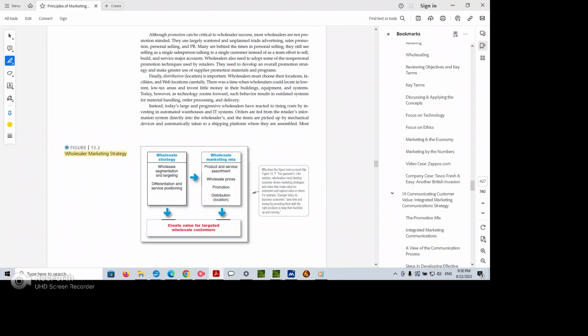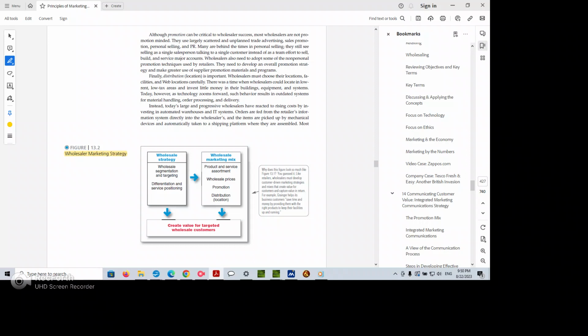Then wholesaler marketing strategy. This is pretty straightforward, but I'm going to explain this to you. With the wholesaler strategy, we need wholesaler segmentation and targeting, like we've talked about before, and then the differentiation and positioning. So it's pretty straightforward once you've got the idea. The first category is wholesaler strategy. The second one is the wholesale marketing mix, which is the product, services, and assortments. We have the wholesaler prices, promotion, and distribution. So when we think of the marketing mix, we talk about the products and the promotion.